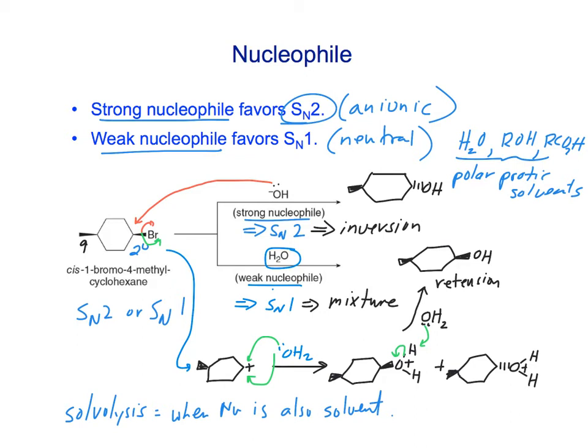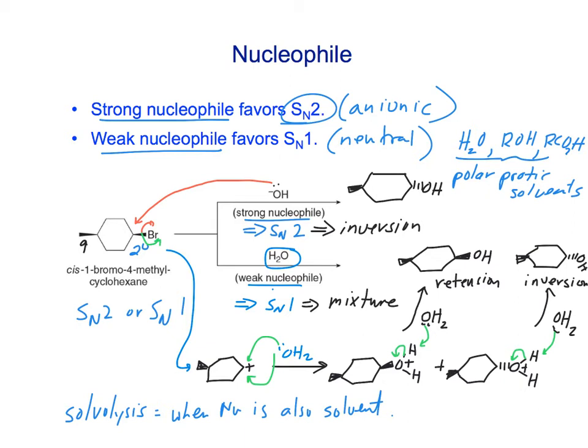And if we do the same thing for this other intermediate, water acts as a base, removes that proton to give us a neutral final product. And this one is inversion. And remember, when we do an SN1 reaction, we get a mixture of retention and inversion.